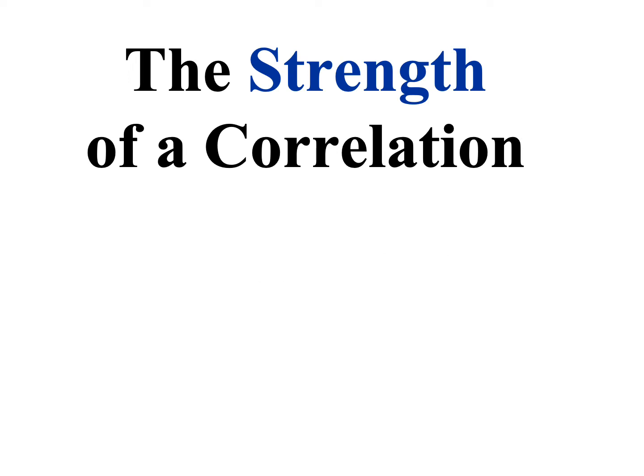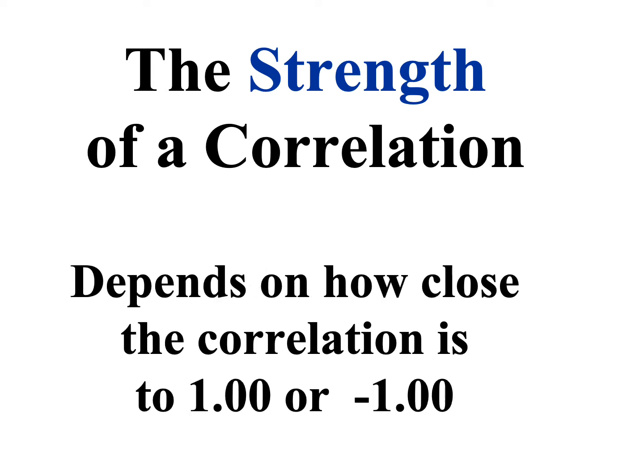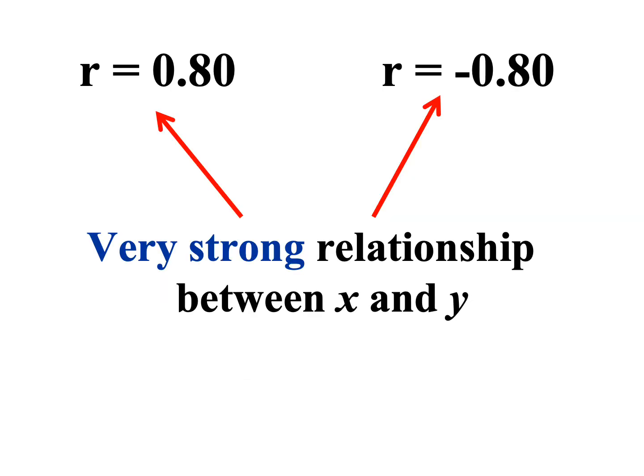In the last lecture, we also discussed the strengths of correlations. The strength of a correlation has nothing to do with whether it's positive or negative. Instead, the strength of a correlation depends on how close the correlation is to positive 1 or negative 1. For example, a correlation of positive 0.8 and a correlation of negative 0.8 are equally strong. They both indicate a very strong relationship between x and y.